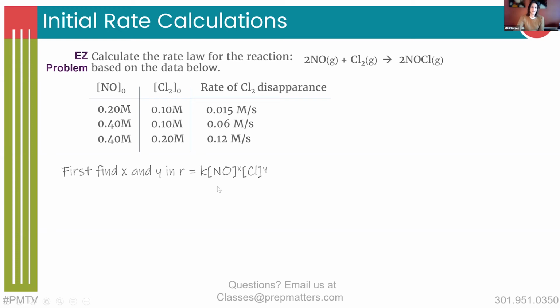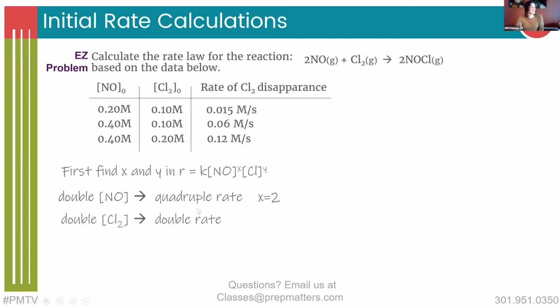And we're going to do that by looking at some concentrations, right? So if I just look at the first 2 rows, if we double the concentration of NO, what happened to our rate? It didn't double, actually went up by a factor of 4, right? And 4 is 2 squared, so that's how we know that X has to be 2. On the other hand, if you look at the last 2 rows, where NO is staying the same and I'm doubling chlorine, you'll find that that actually just does double the rate.